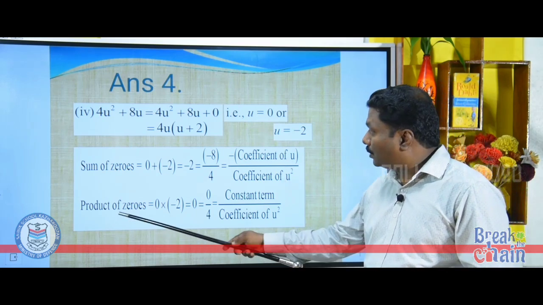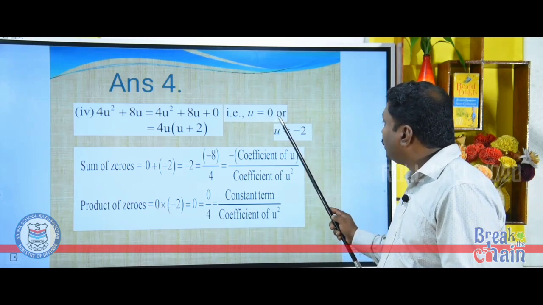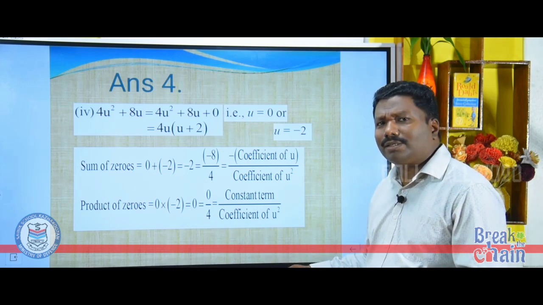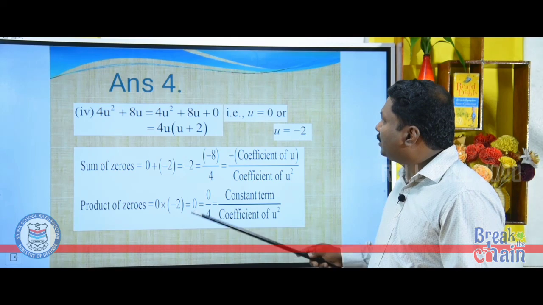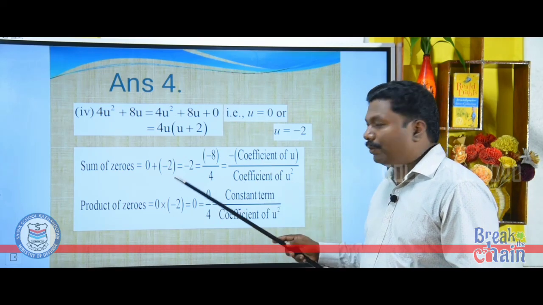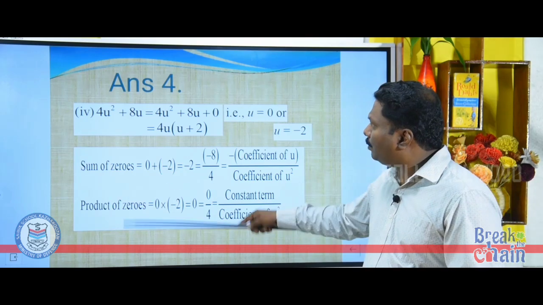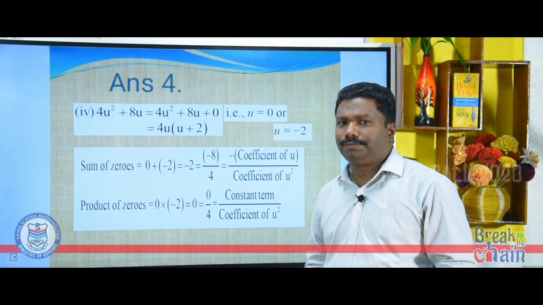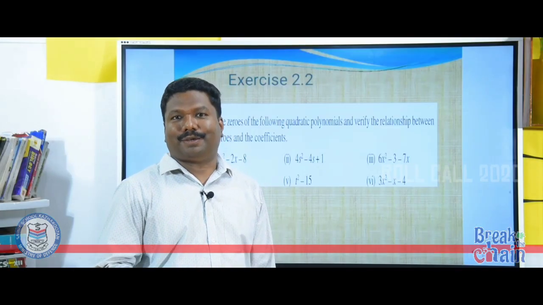Now, product of the zeros. Product of the zeros means these two zeros, their product 0 into minus 2. 0 into any number is 0. So, it is 0. This 0 we can express as 0 divided by 4, constant term by coefficient of u square. This is the relation between zeros and coefficients. So, the relation is verified, that is all. Hi children, the remaining questions of this exercise you can practice by yourself.